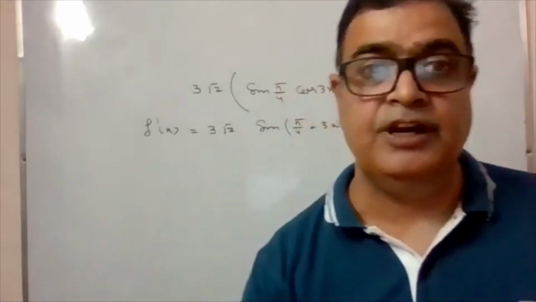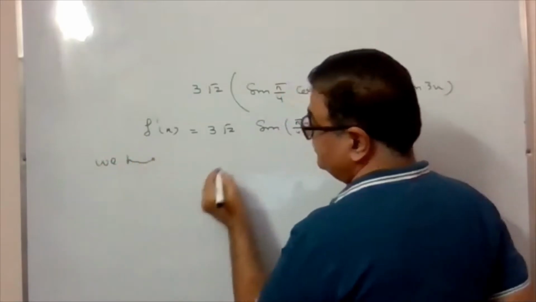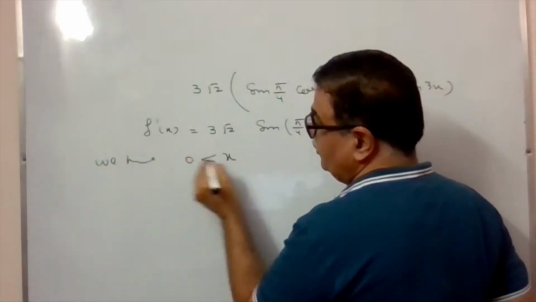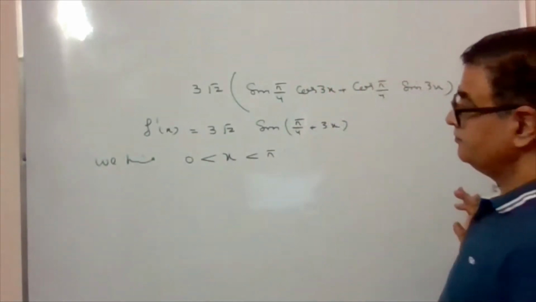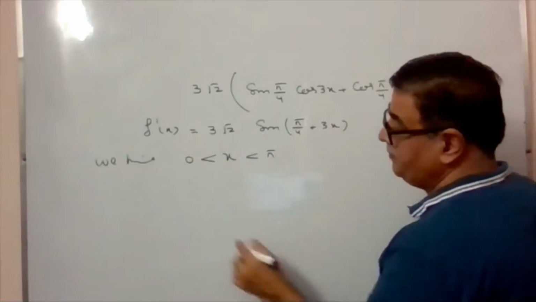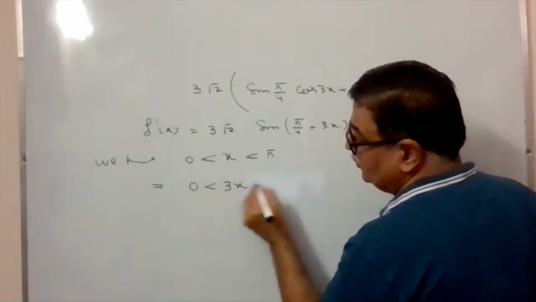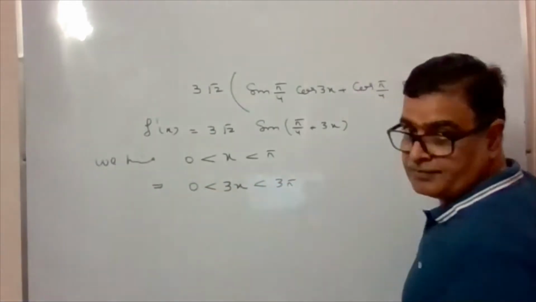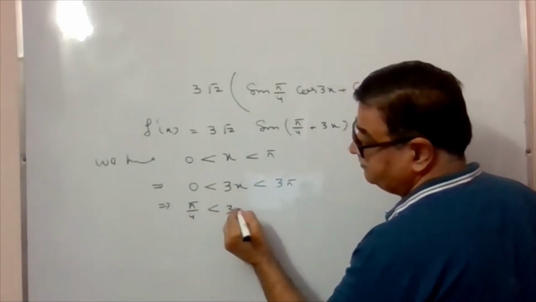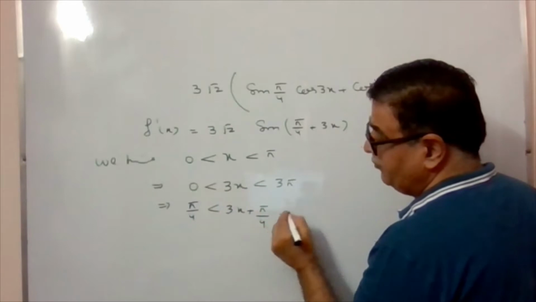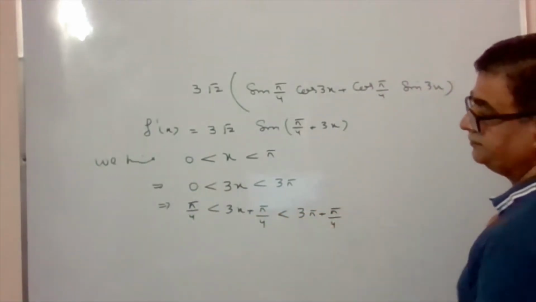After that, what is the interval? According to that, we should work. So we have x between 0 and pi. We are concerned about 3x plus pi by 4. So this implies 3x is between 0 to 3 pi. Then we add pi by 4 to it, so 3x plus pi by 4 is coming between pi by 4 and 3 pi plus pi by 4.